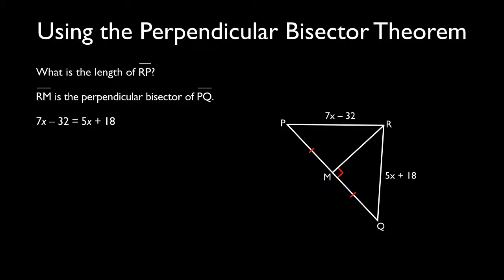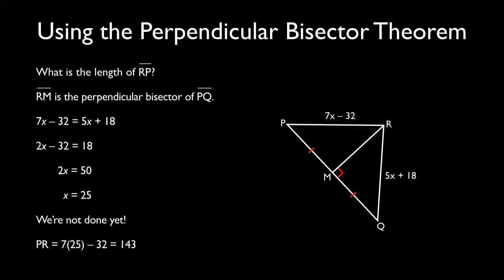Now we have an equation that we can solve. We subtract 5x from both sides of the equation. We add 32 to both sides of the equation. We divide both sides of the equation by 2, and we find out that x is equal to 25. But wait! We're not done yet! Because we weren't asked to just find x, we were asked to find the length of segment PR. So we could simply plug that 25 in for x. 7 times 25 minus 32 winds up with 143. So this is one way we can use the perpendicular bisector theorem.